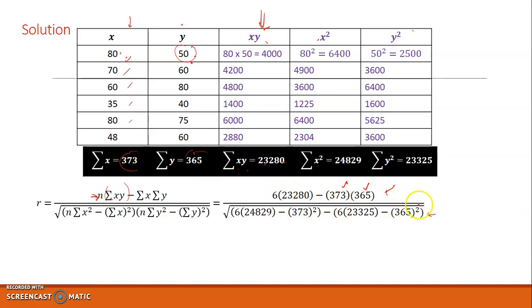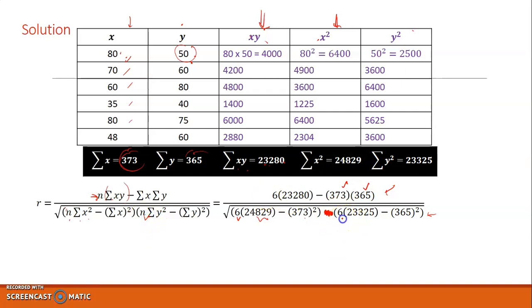And then we have divided by, and in this formula, we have the square root, the big square root here. First bracket, n is 6, multiply with total x square. Total x square is this column, 24829. And then we have minus total x squared. Total x is 373, so we need to square it, 373 square. Close bracket. Sorry, this one is supposed to be multiplied, not minus. Typo here. Multiply with, bracket.